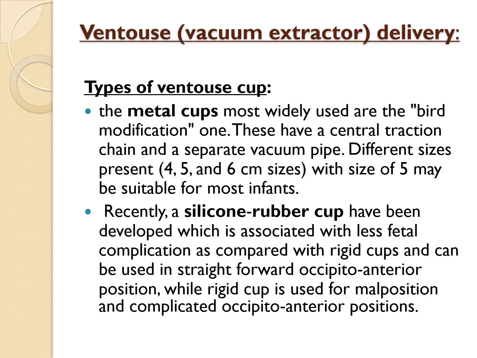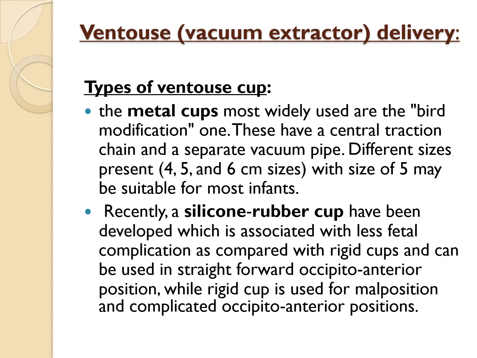Ventouse or vacuum extractor delivery. The types of ventouse cup. We have two types, metal cup and silicone rubber cup. The metal cups most widely used are the Bird modification one. These have a central traction chain and a separate vacuum pipe. Different sizes are present, of 4, 5 and 6 cm sizes, with size 5 may be suitable for most infants.